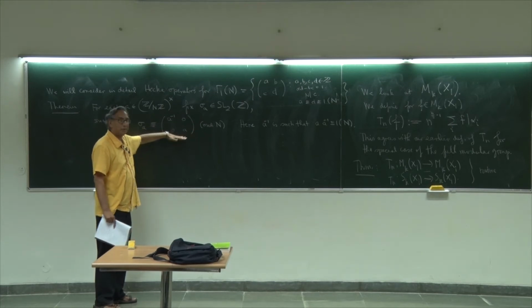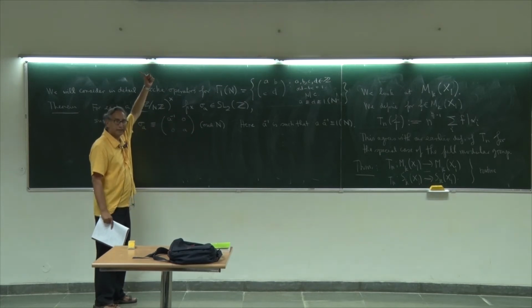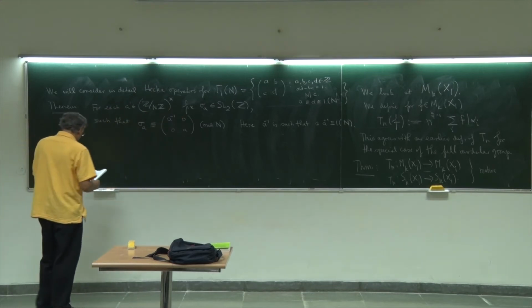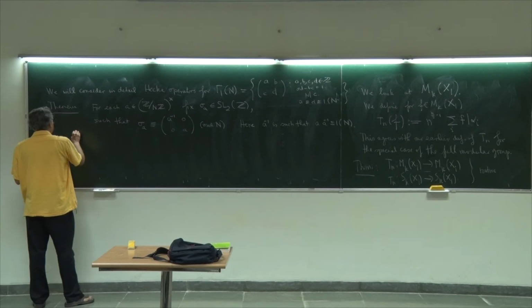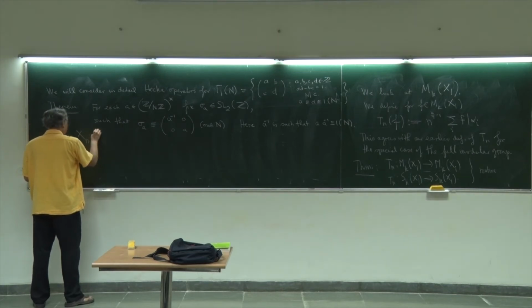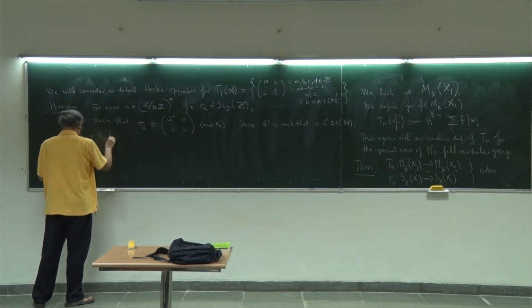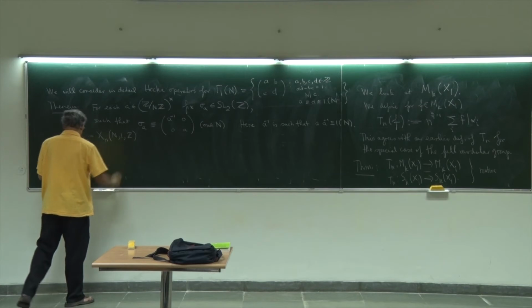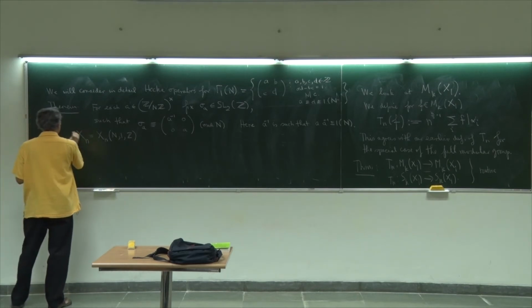Remember when you had an element mod n, you could lift it to an element in SL2Z? That was lecture 2 or something, okay? So we have that. Then xn, we already observed that xn is equal to xn n1 z. So this is your gamma 1 of n.